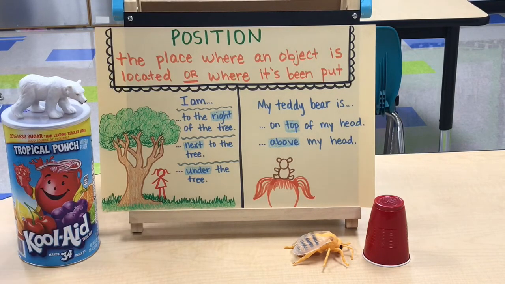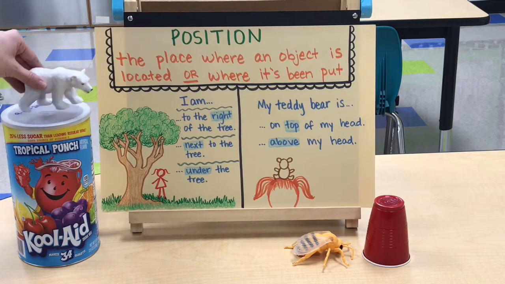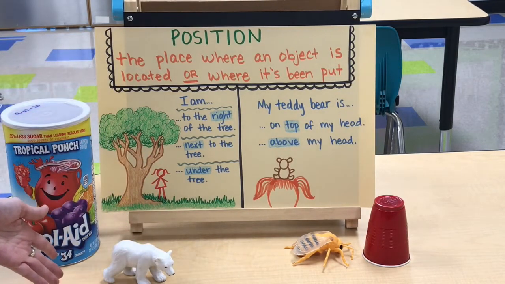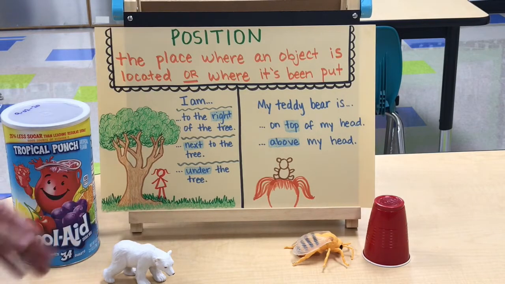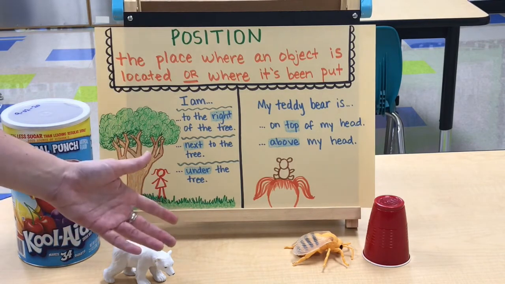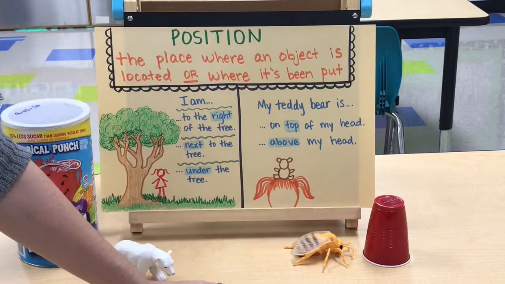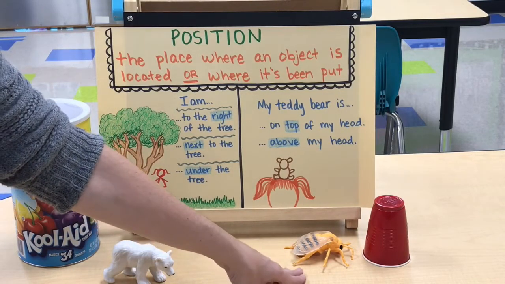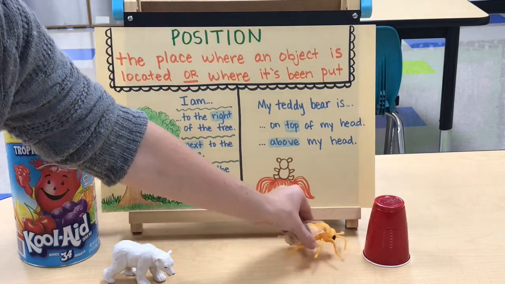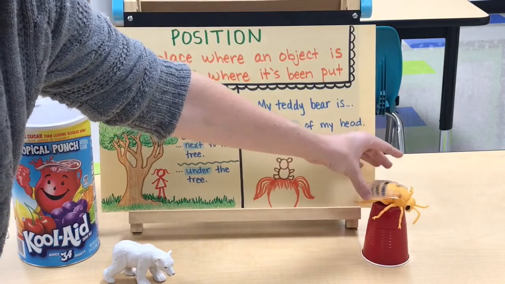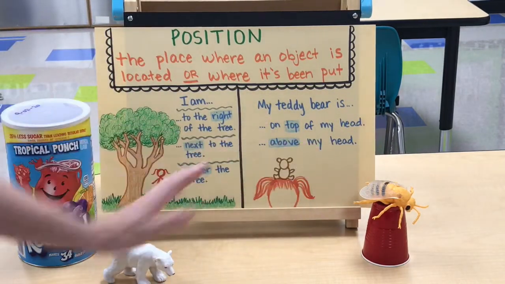When talking about position, that just means where an object is either located or where it's been put or placed. So right now, my polar bear is sitting on top of my Kool-Aid container. You could also say it's above my Kool-Aid container. So that's where it currently is. However, if I move it, it now has a new position. It is in front of my Kool-Aid container or next to my Kool-Aid container. And the same with my bumblebee over here. It is close by my cup, so here is its position where it already is located, and then I can move its position to where it's on top of my cup or above my cup.